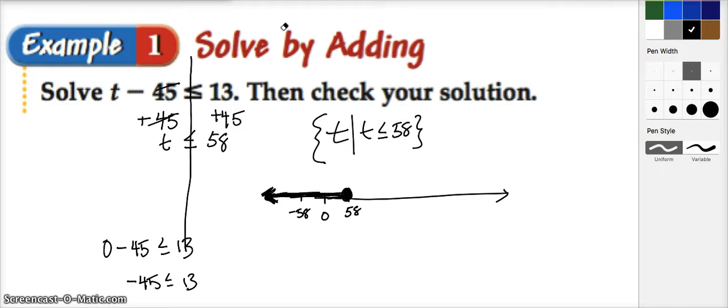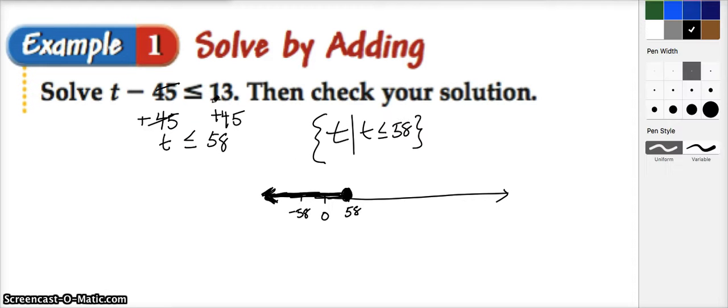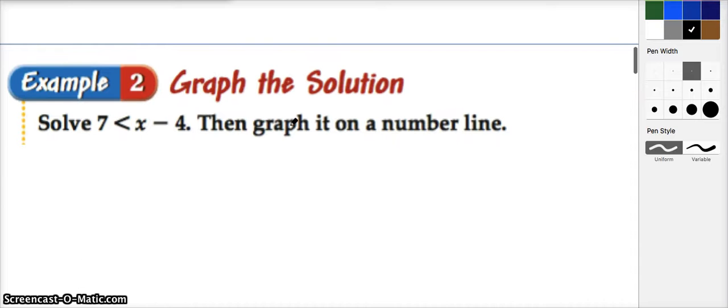Yes, it is. So I feel comfortable if I choose answers within the set that I state as the solution. If I choose those answers and it works out, that means I've checked it and I'm good. Let's look at this next one. We're going to graph the solution. The last one, they didn't ask us to graph it, but hey, good practice.